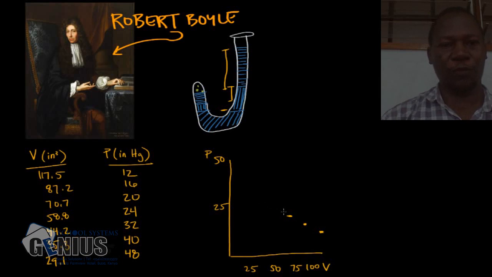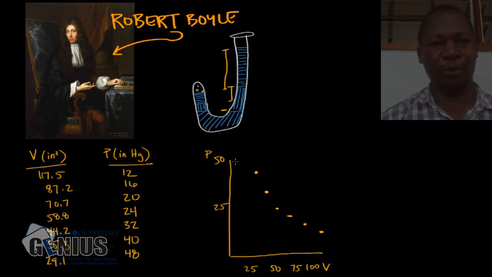And as our volume goes to 44.2, we have around 32. That will be about right here, 42 and then 35.3 for the volume. Okay, 35.3 for the volume is about 40 for the pressure. Right under a pressure of 48, our volume will be about 29, also about right there.